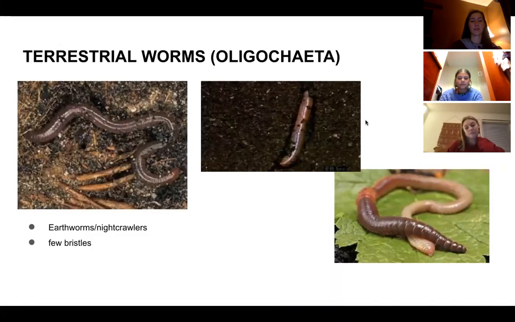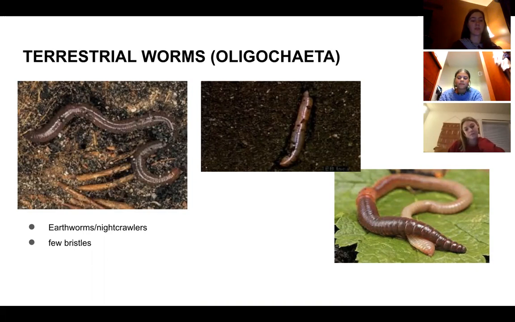The second important subgroup are terrestrial worms, oligochaetes. Oligochaete means to have few bristles, so these worms do not have as many bristles as the polychaetes do. Terrestrial worms are commonly known as earthworms and nightcrawlers. These are the annelids that you're most likely to see when you're walking around outside, and these are the ones that students are going to be most familiar with when they come to the classroom.